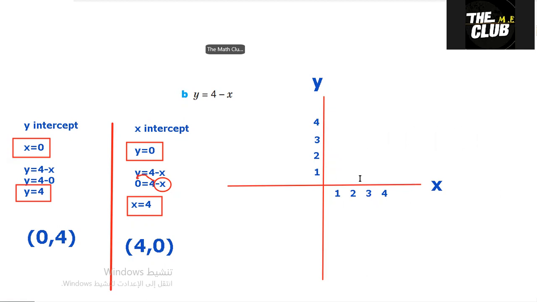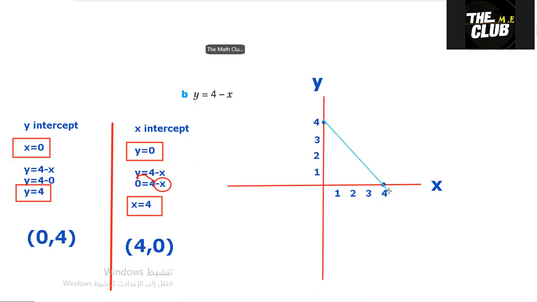Now, this is the y and this is the x. Now, I'm going to plot the points here. This one is 0 and 4. So the y-intercept is 0 and 4, which is here. And the other one is the x-intercept. It's 4 and 0. So 4 and 0, which is here. Now, I just have to connect it with a line like this. Make it there. So the line will be like here.